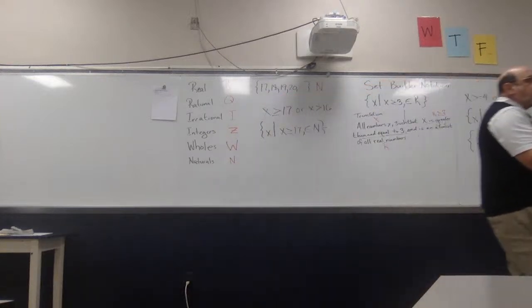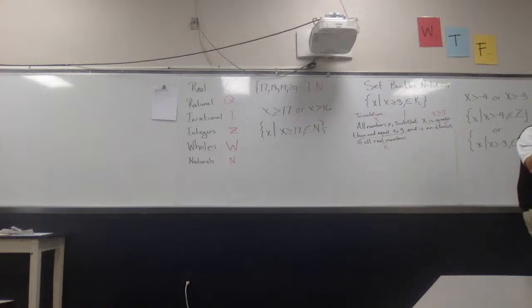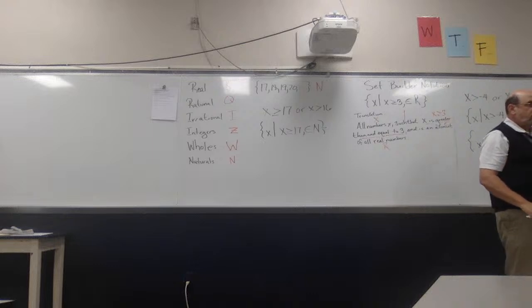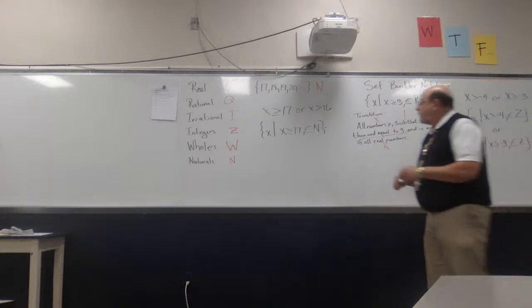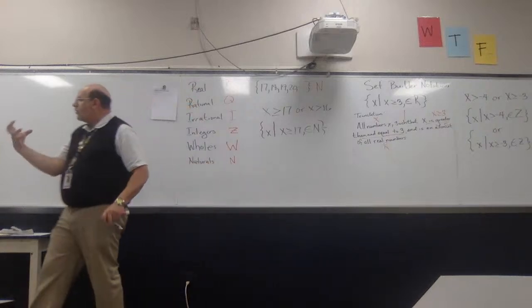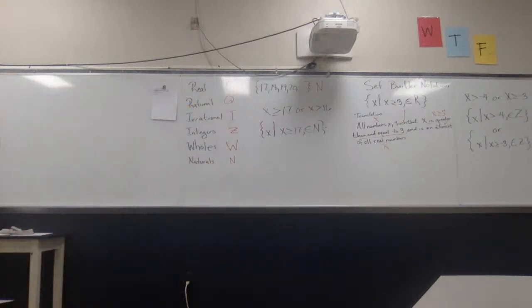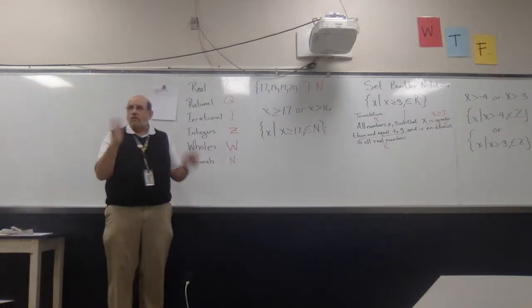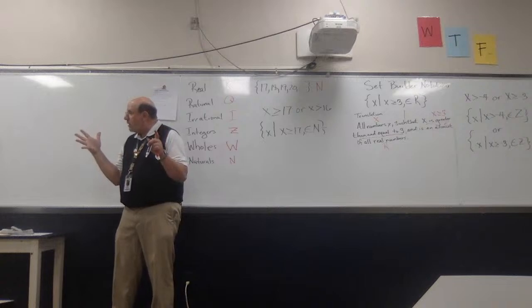But it only happens when we're talking about integers, naturals, and wholes. That's the only time we have a choice. Why is that? Integers, wholes, and naturals, because they're so specific. When we're talking about counting numbers or whole numbers that are positive or negative, we're not talking about spaces in between.